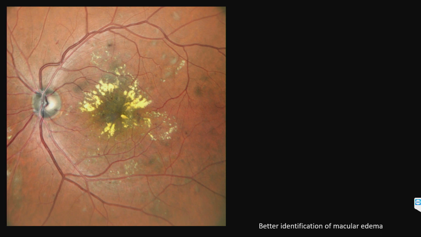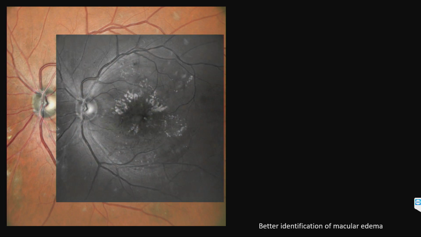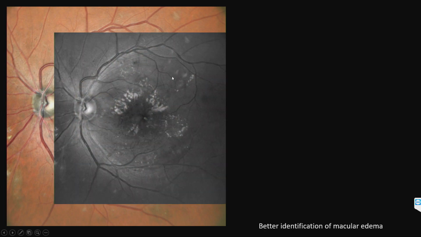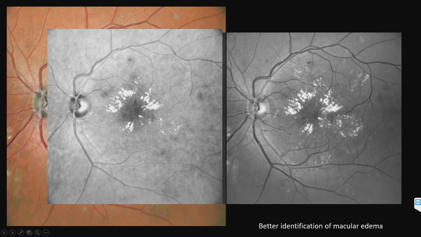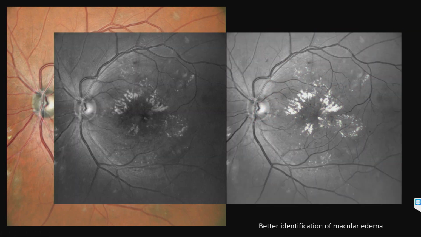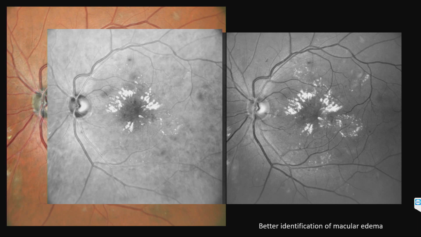Multicolor imaging helps us in better identification of macular edema, especially diabetic macular edema. The blue reflectance image shows areas of cotton wool spots very clearly. The hard exudates are seen with much more precision. So are the microaneurysms and hemorrhages, which are more clearly seen in the green reflectance imaging. The red reflectance imaging again shows the retinal pigment epithelial and choroidal details.